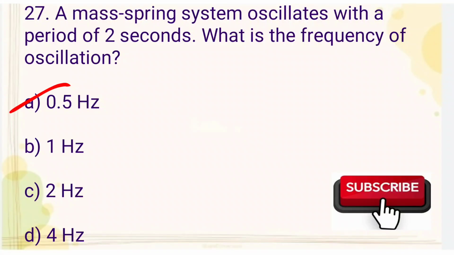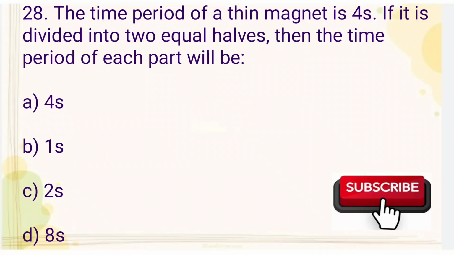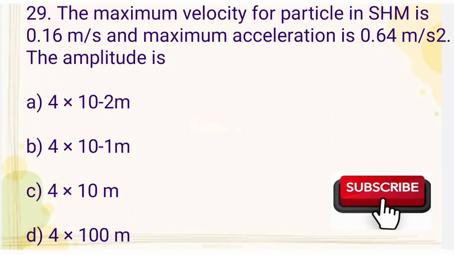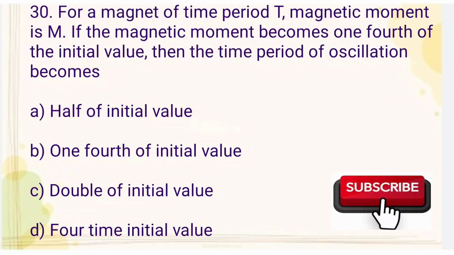That is 0.5 Hz. The time period of a thin magnet is 4 seconds. If it is divided into 2 equal halves, then the time period of each part will be option C, 2 seconds. The maximum velocity for a particle in simple harmonic motion is 0.16 meter per second and maximum acceleration is 0.64 meter per second square. The amplitude is option A is the correct option.